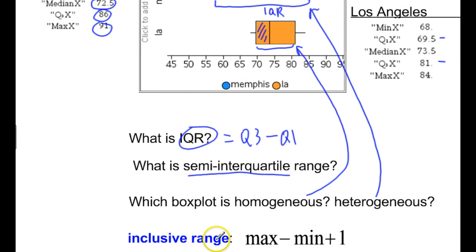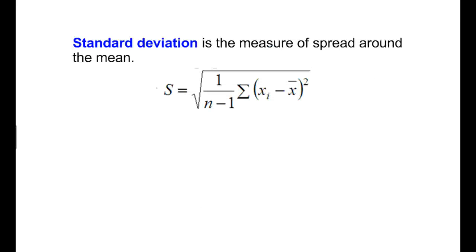And last thing, the inclusive range is a little different than the regular range we mentioned a minute ago. It's the max minus min, and then we just tack this on. That's the inclusive part. We're adding 1 to that. That's something we do sometimes in stats to account for error.